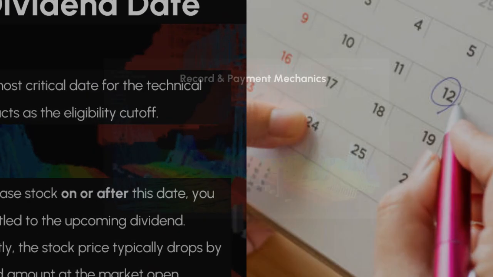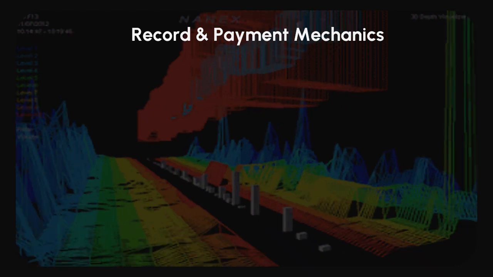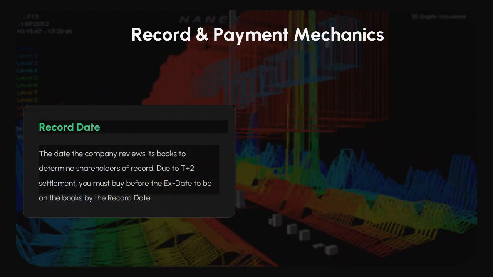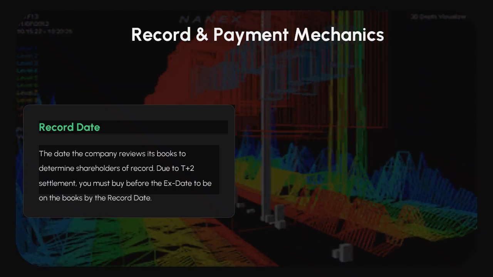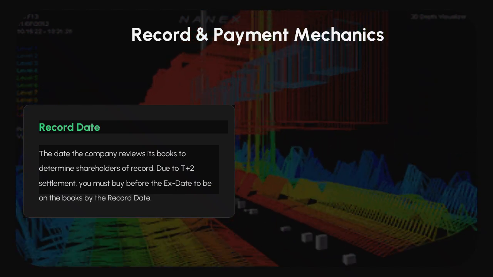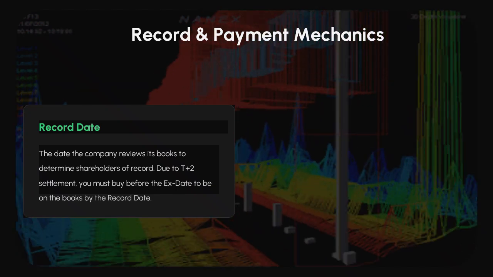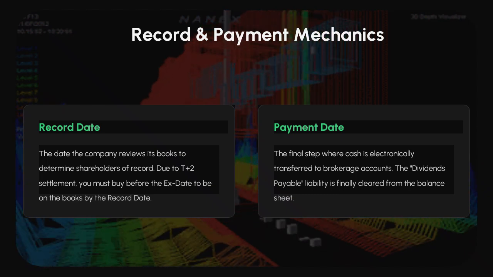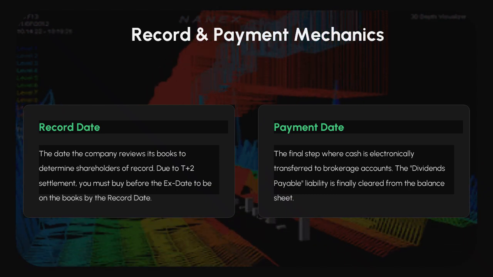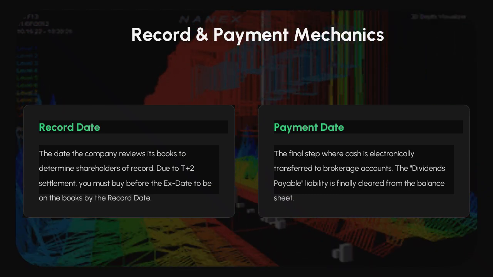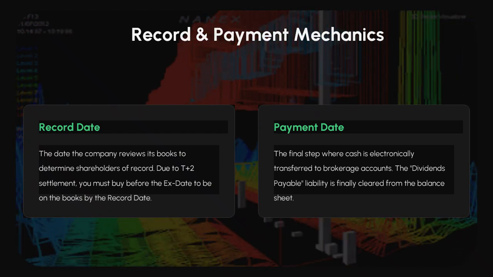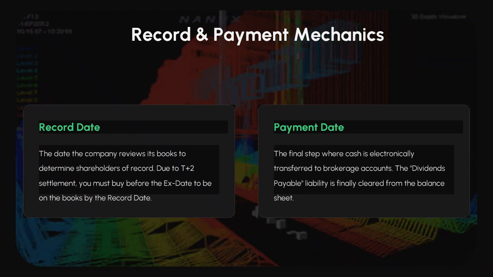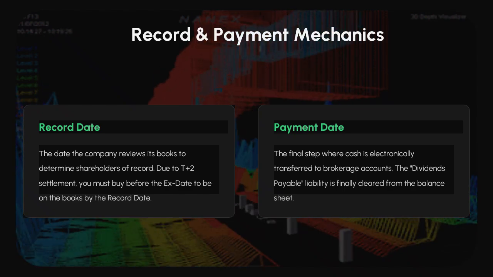Record and payment mechanics. Following the ex-date, we have the record date, where the company checks its official register to confirm all eligible shareholders. Finally, on the payment date, the cash is transferred electronically to the investor's brokerage accounts. This action eliminates the dividends payable liability from the balance sheet, completing the cycle.